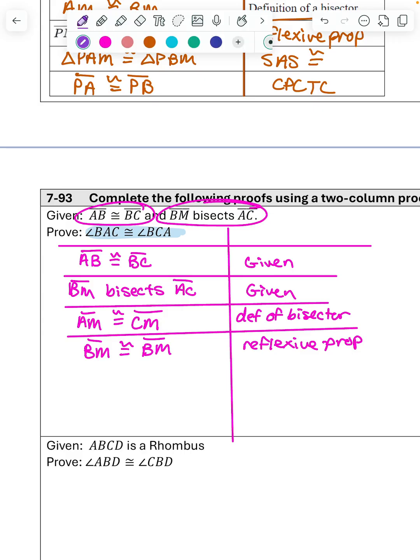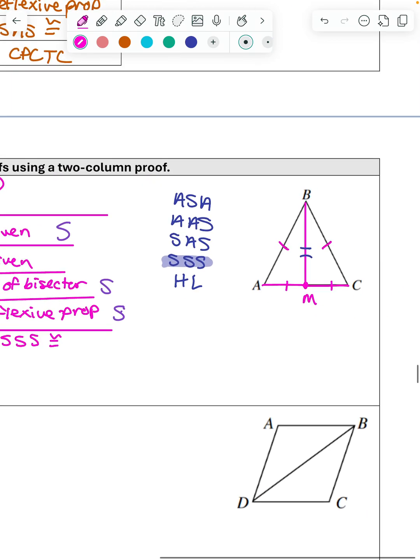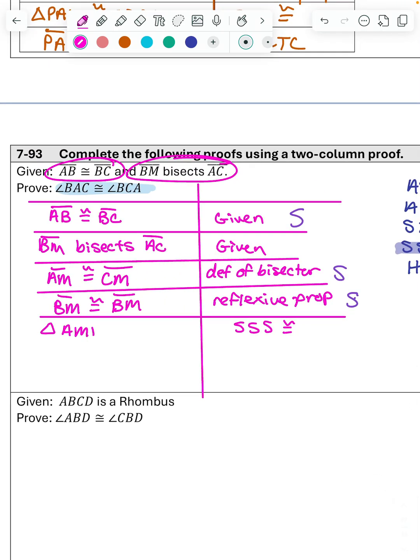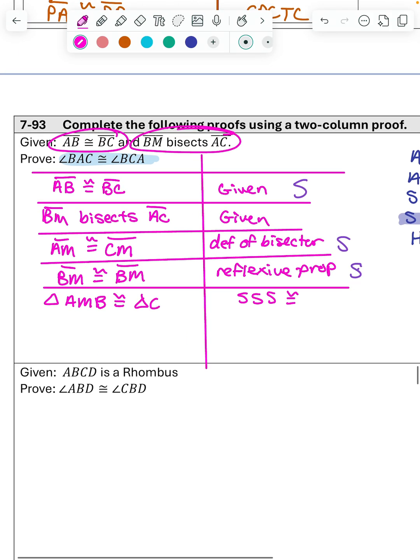And now I have one set of congruent sides up here, another set, another set. So this is side, side, side congruency, and that's a reason to say that my triangles are congruent. I'm going to call this triangle AMB is congruent to triangle CMB.